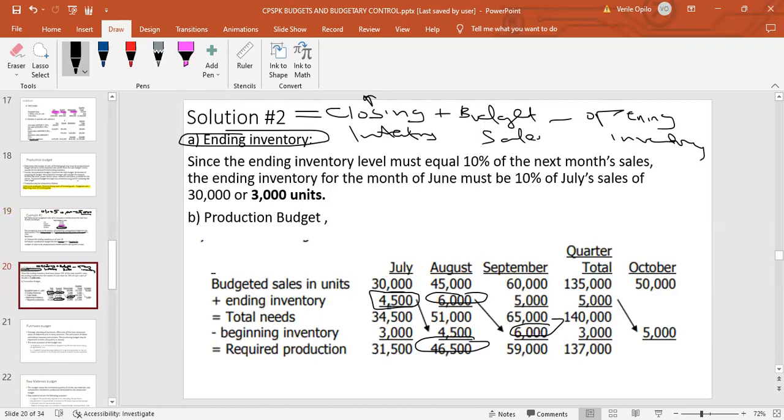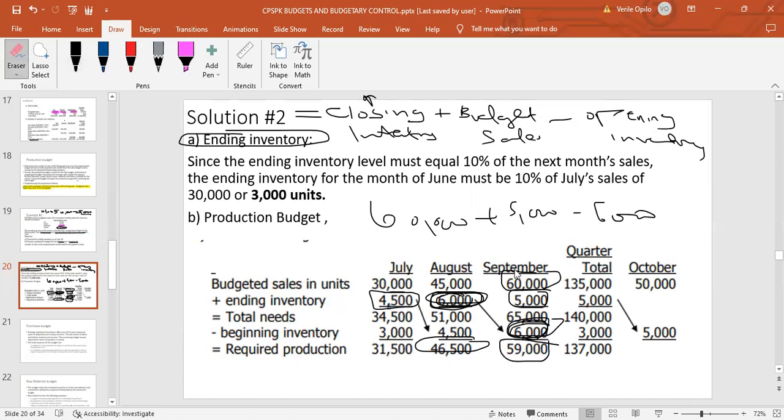So therefore, we come here and show the amount that the business wants to sell in September is 60,000 plus the ending inventory of 5,000 minus what they already have in closing inventory from what was there at the end of August. So in this case, we start off with 6,000. So we'll have 60,000 and then plus now the 5,000 minus 6,000. That should give us a total of 59,000.